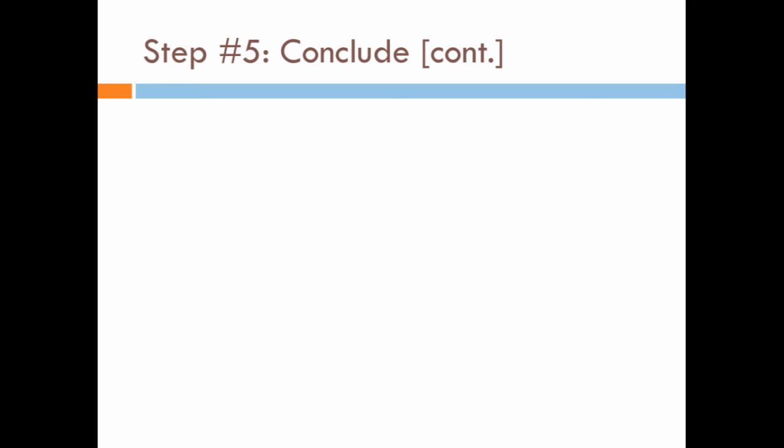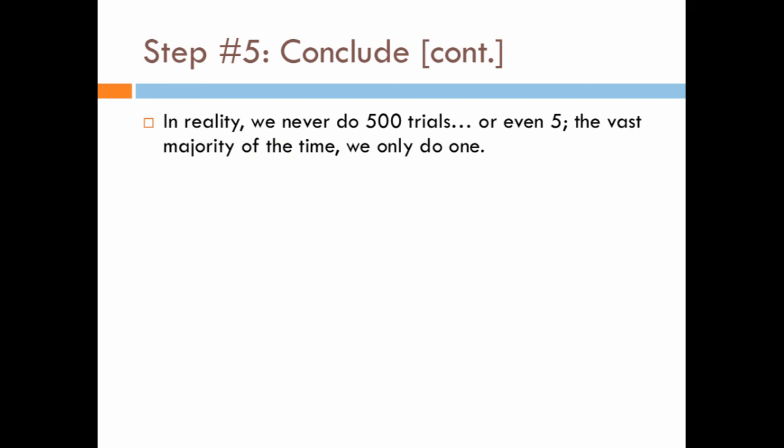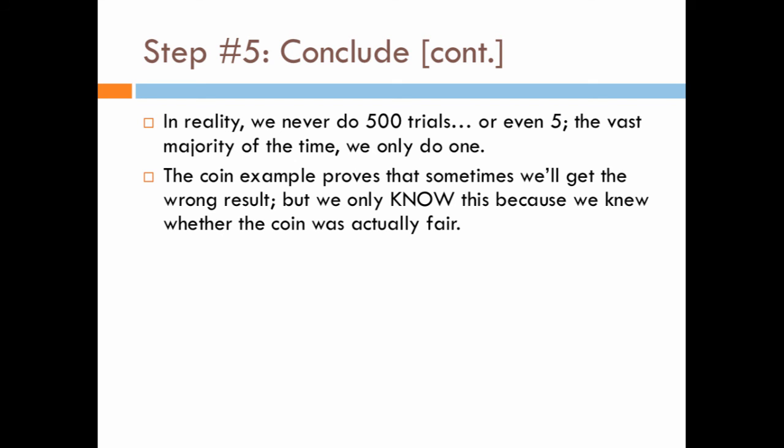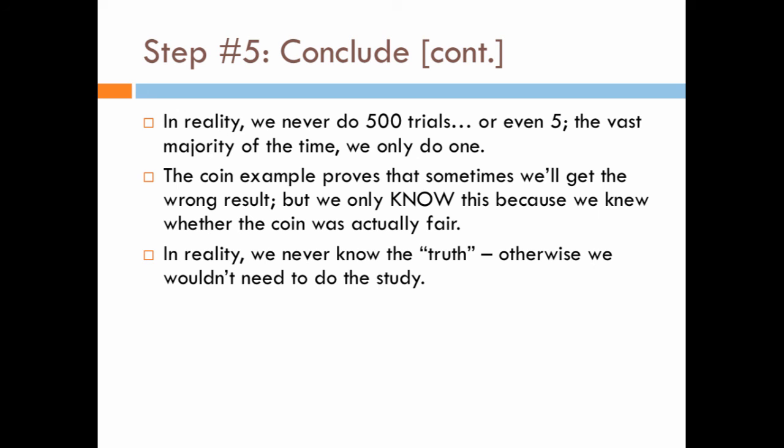So that's where statistics come in. In reality, we never do 500 trials, or even 5. The vast majority of the time, we only do 1. So the coin example proves that sometimes we'll get the wrong result. But we only know this because we knew whether the coin was actually fair. In reality, we never know the truth. Otherwise, we wouldn't need to do the study.